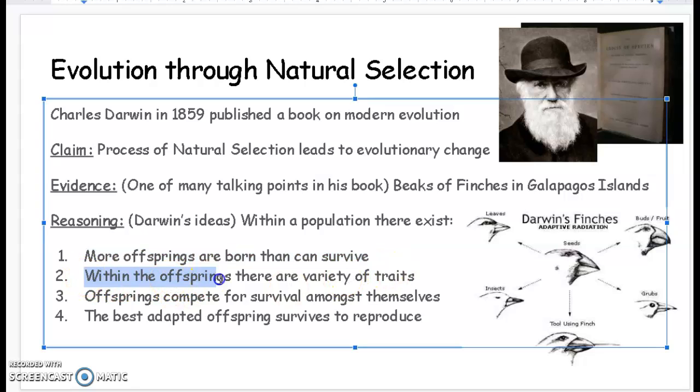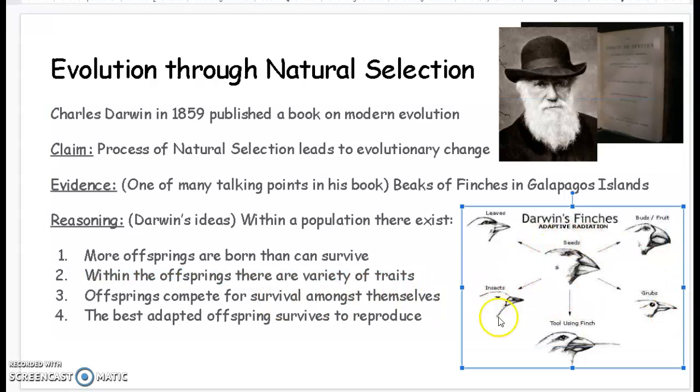And number two, within this huge amount of offspring being born, there is a variety of traits. No offspring is the same. We, for example, are unique. I'm different than my brother. I'm different than my sister. We are all unique. We are not the same.